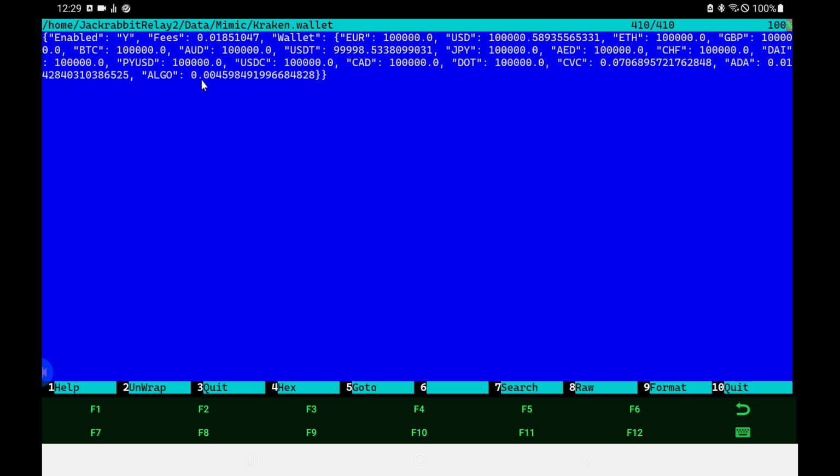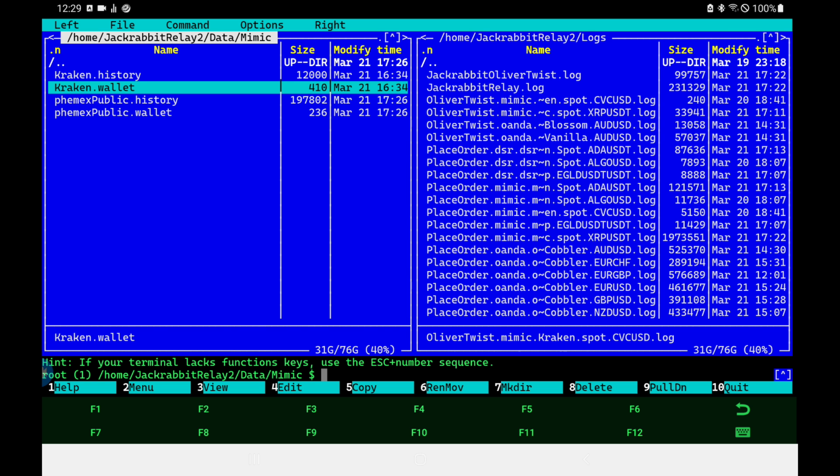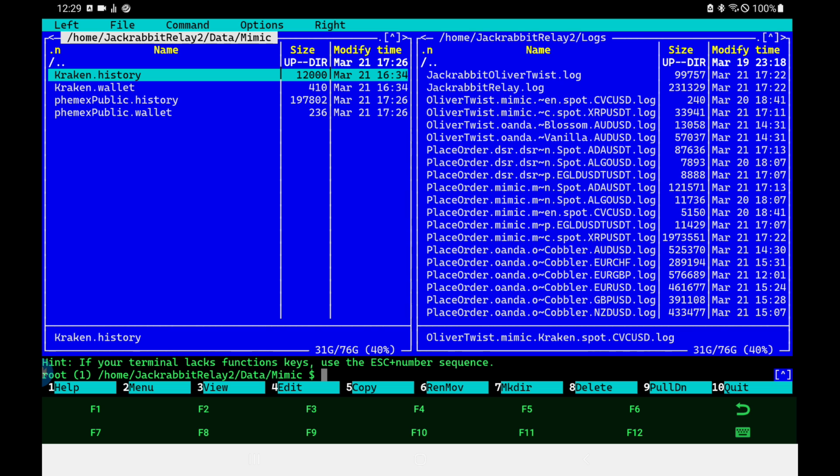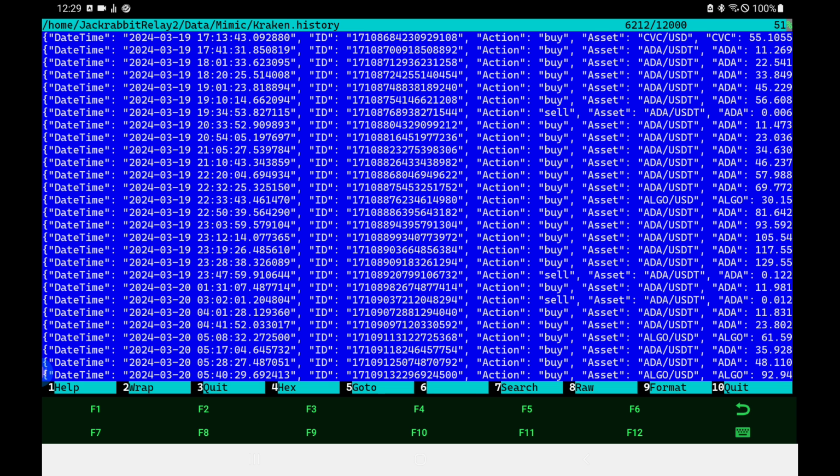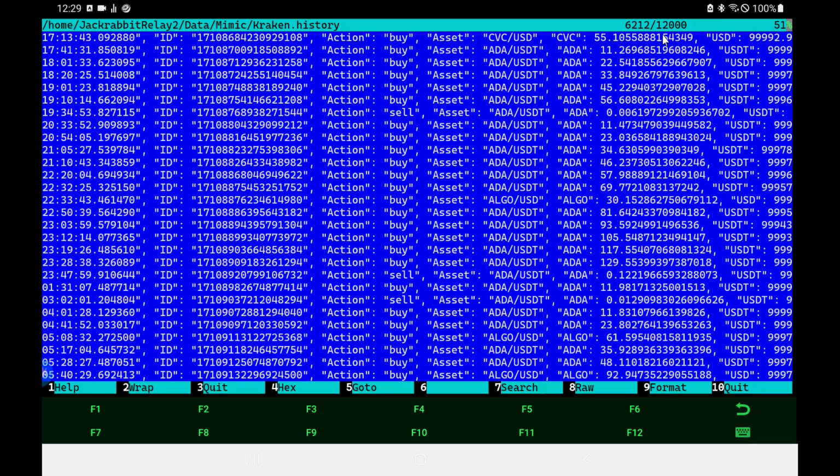Now let's go to the actual history, where I show exactly what has been done. When it happened, the date and the time, the simulated ID, the action, the asset, the base side wallet. In this case, my asset is CVC USD. So the base side wallet is CVC.